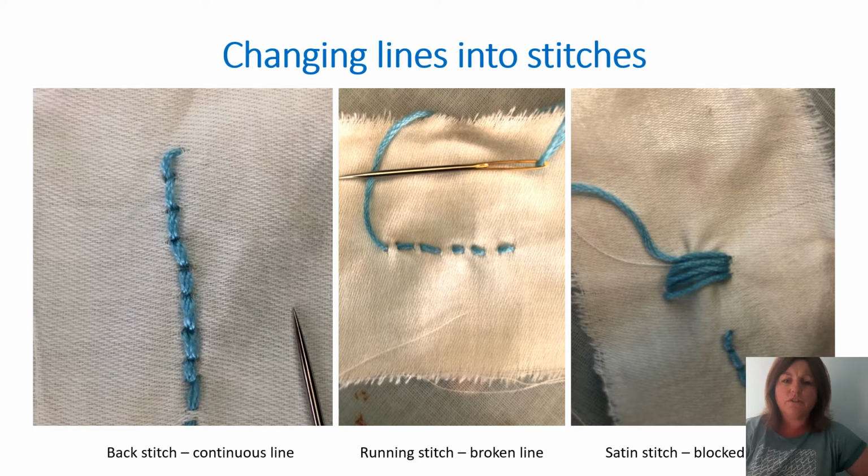Running stitch is great for giving you a broken line. So if you've got areas in your piece where you want the lines to be broken, or you want them to look a little bit jagged or a bit more textured, then running stitch would be great for that. And if you've got areas where you want to really just fill in and block in large areas, satin stitch is excellent for that.